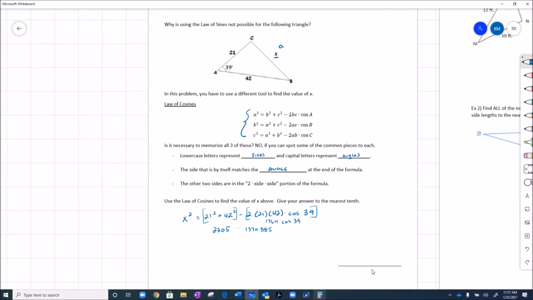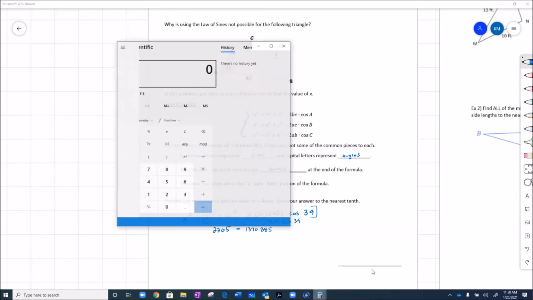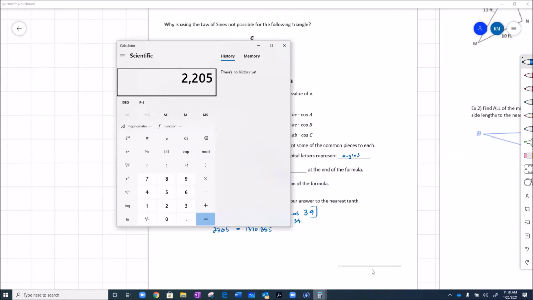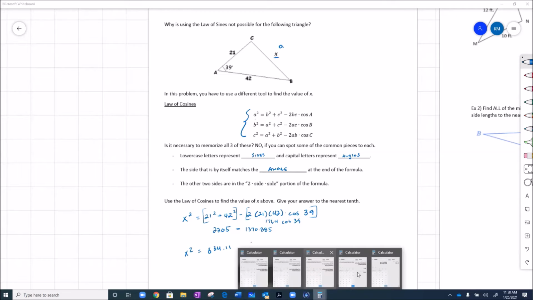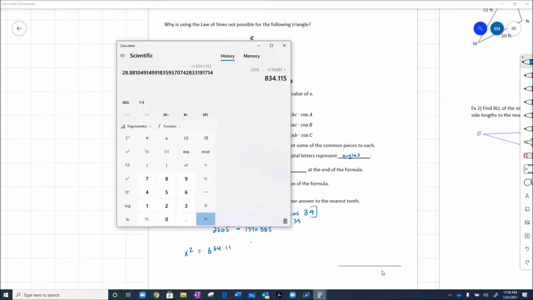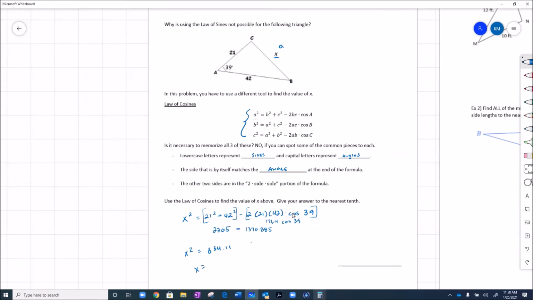Now I have those two values, and I'm going to subtract them here. So I have 2205 minus 1370.885, and that gives me 834.11. So x squared equals 834.11. I need to find out what x is, so I'm going to take the square root of that number, and I get 28.88, or 28.9 to the nearest tenth.